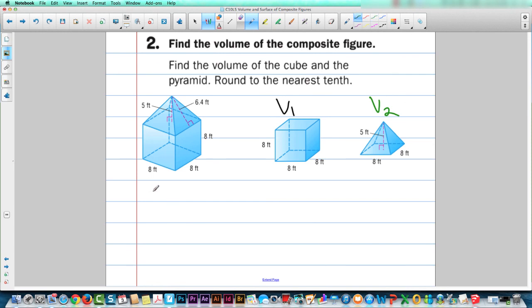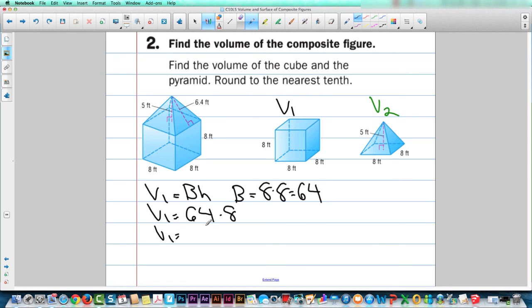So now I need the volume formula for the rectangular prism, which is uppercase B times H, and I'm going to do the area of the base first, which is 8 by 8, which gives me 64. Then going back to V1, I replace B with 64, and I multiply it by the height of the rectangular prism, which is 8. You can do scrap work or use your calculator, which will give you 512.